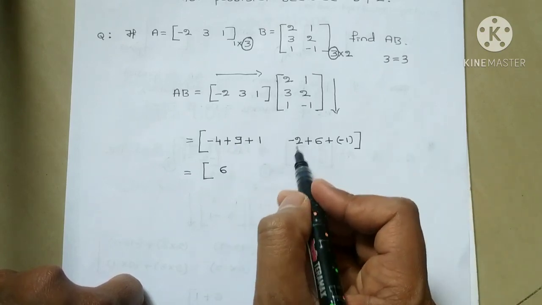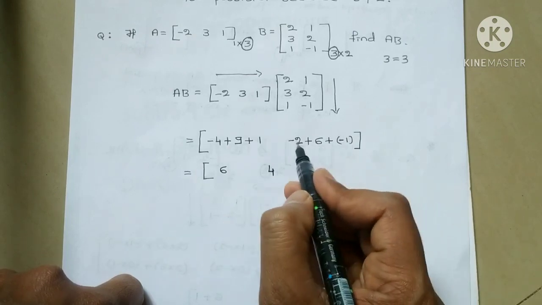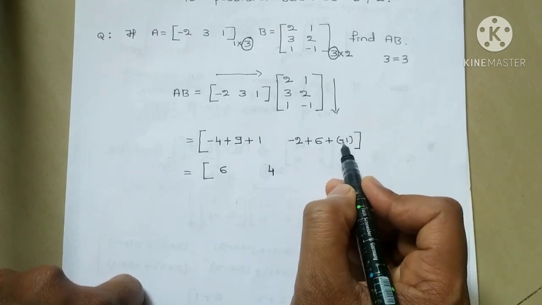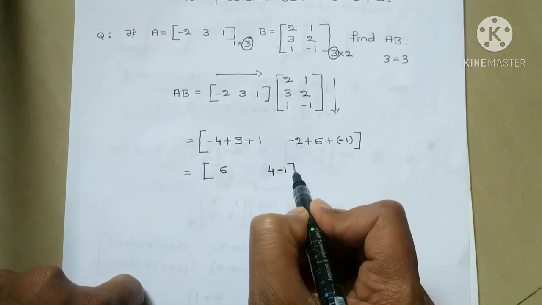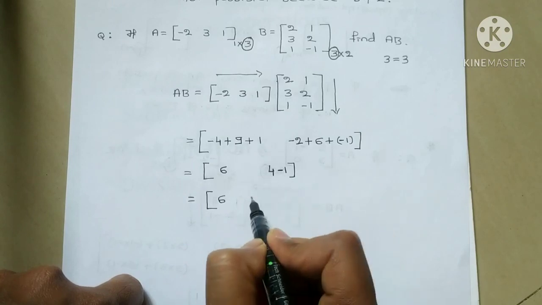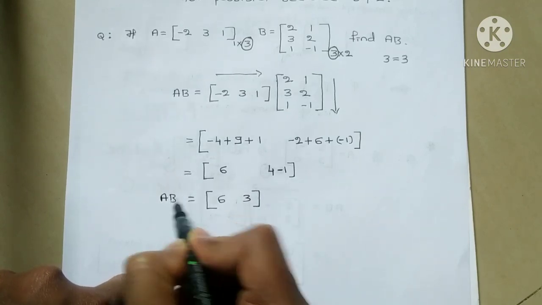So here -2 plus 6 is 4. See, outside plus sign, inside minus sign. Plus into minus is what? -1. Therefore, what is the final answer here? 6, 4 minus 1 is 3. So this is the value of what? A into B.